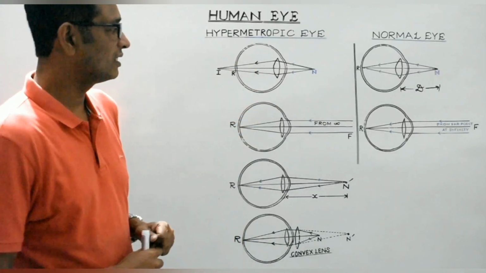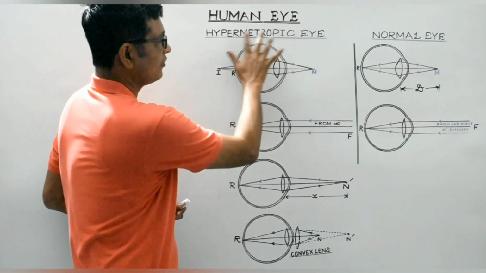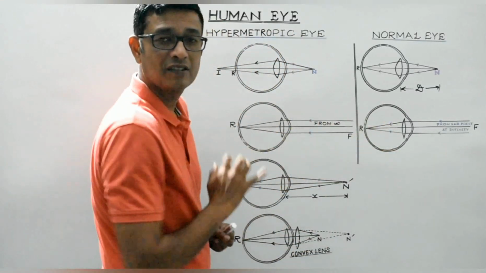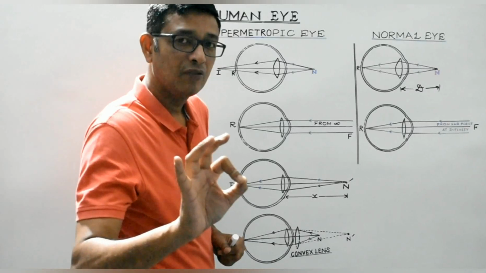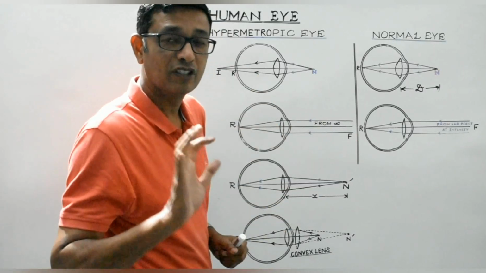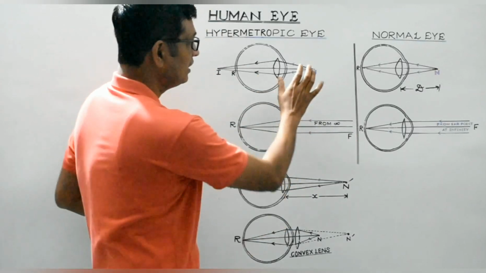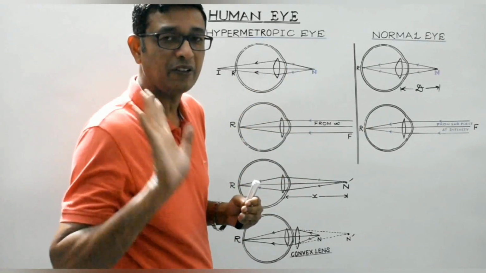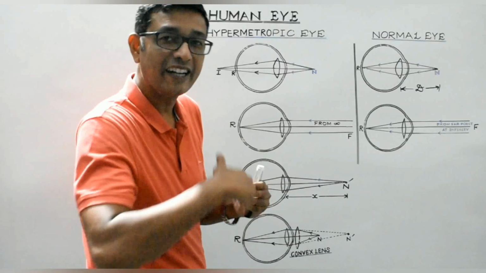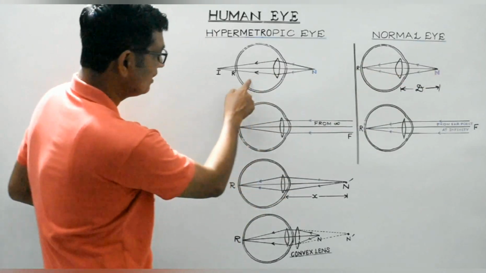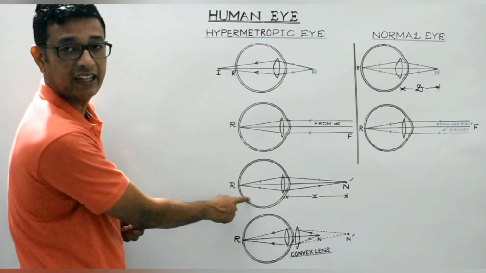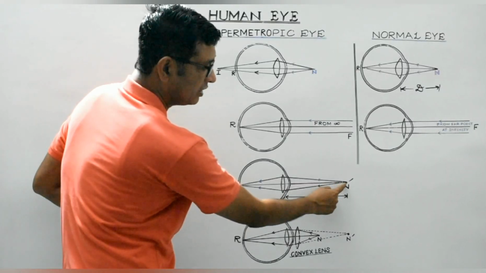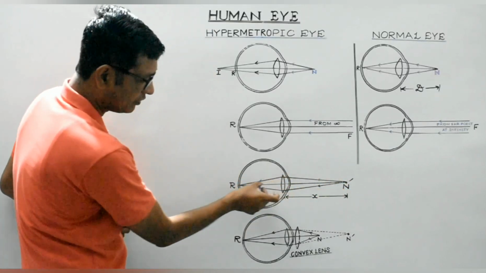So what I mean to say is that for a person suffering with hypermetropia, the far point of that person will be the same as that of the normal eye, which is infinity. But the near point will increase. It won't remain 25 cm. It will be greater than 25 cm, as is depicted by this third diagram. Now look, if the object is placed over here, then its image is formed at the retina.